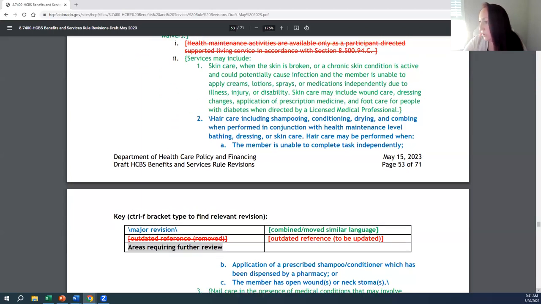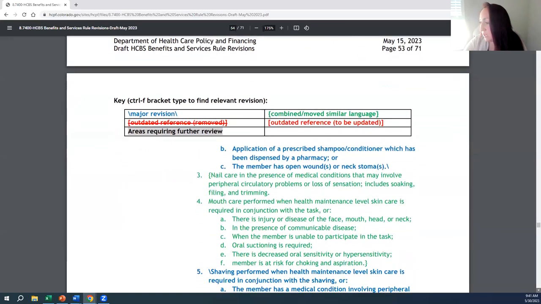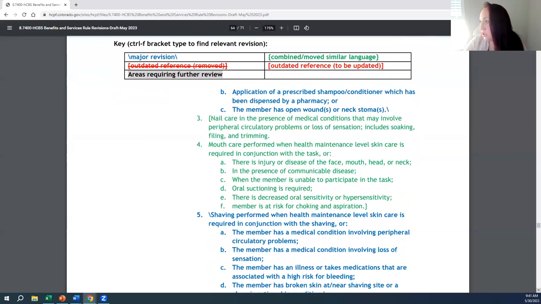Two, hair care includes shampooing, conditioning, drying, and combing when performed in conjunction with health maintenance level bathing, dressing, or skin care. Hair care may be performed when a member is unable to complete the task independently. Application of prescribed shampoo conditioner, which has been dispensed by a pharmacy, or the member has open wounds or neck stomas.